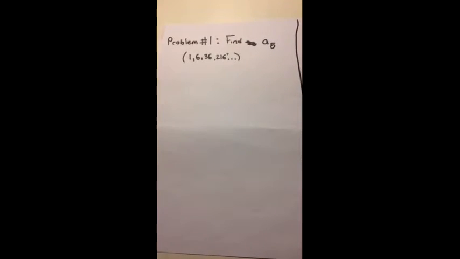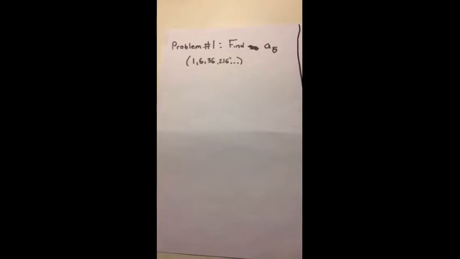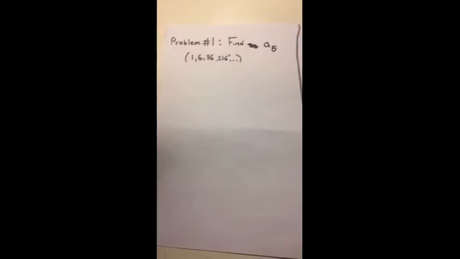Alright, so let's apply what we have just learned into our first problem to find a sub 5 in our sequence. So we're presented with the first term 1, the second term 6, the third term 36, and the fourth 216. So when they say find a sub 5, we want to find the next term after 216. So before we use our formula to solve for a sub 5, we're going to have to find the common ratio that the sequence increases by. As we can see, 1 turns to 6, 6 turns to 36, and 36 turns into 216.